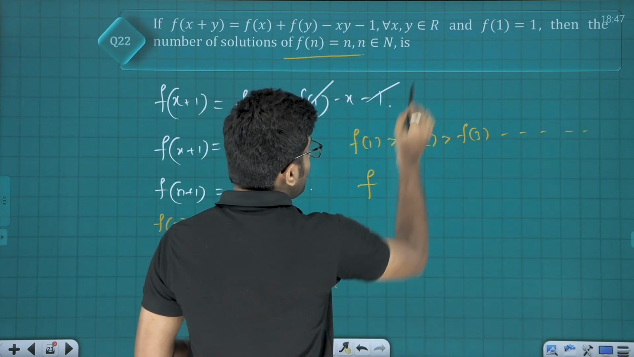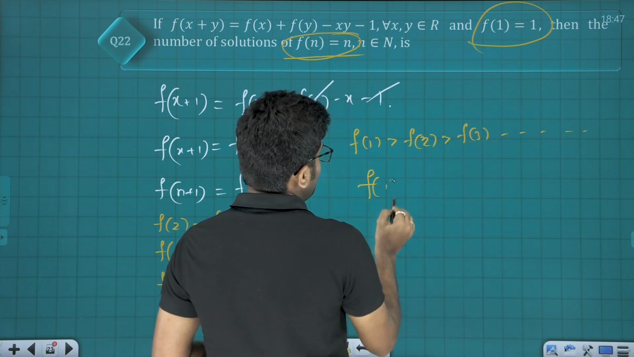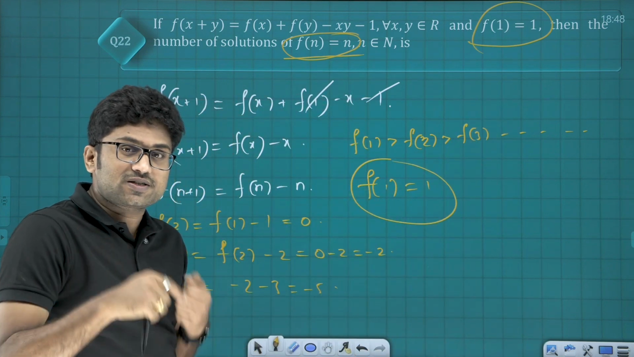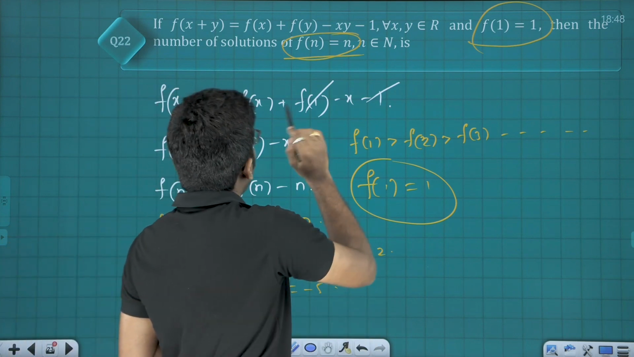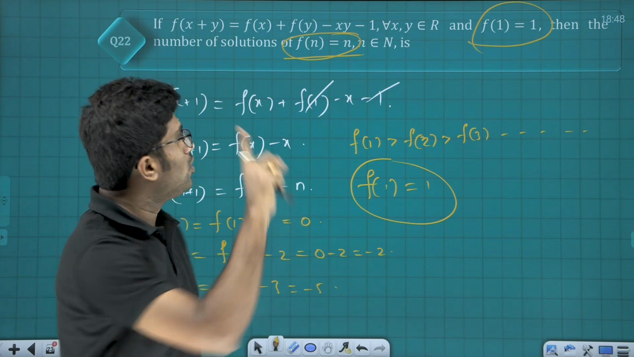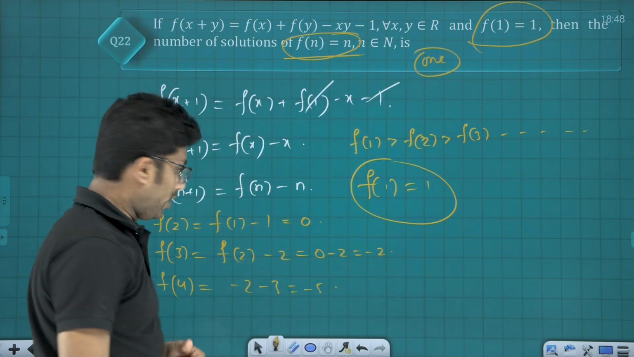So f of n is equal to n will be true only for the given expression, that is f of 1 is equal to 1. This is true only for n equal to 1. They are asking the number of solutions. So this is true for only n equal to 1. That means 1 solution. Answer is 1.